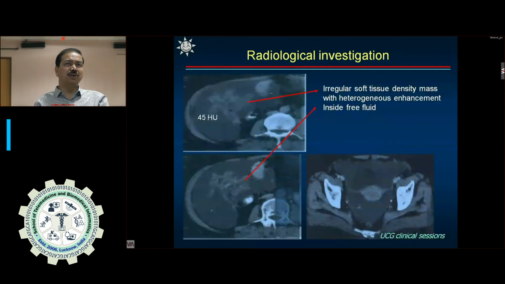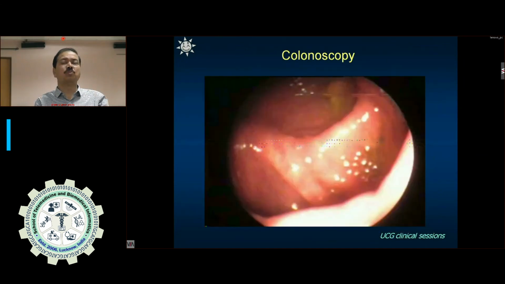Now this is very important. On CT scan, there was an irregular soft tissue density mass with heterogeneous enhancement with some free fluid, and this is in the right iliac fossa region. So basically what we are suspecting is a cystic lesion that is substantiated. It could be coming from the appendix or from the cecum with a mesentery. Yes, next. Colonoscopy was normal.